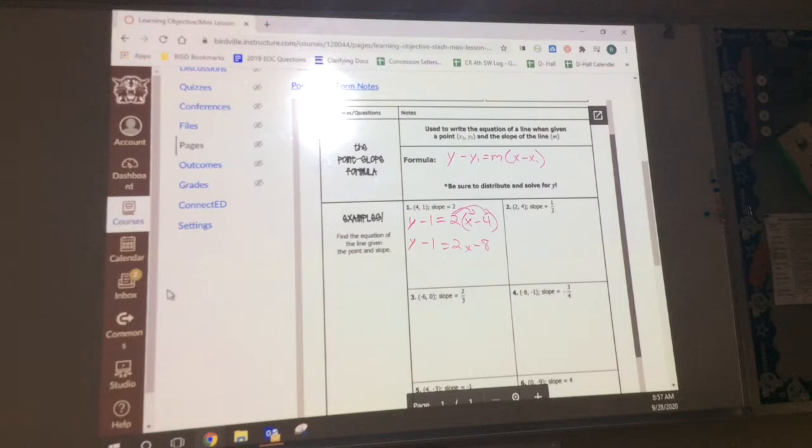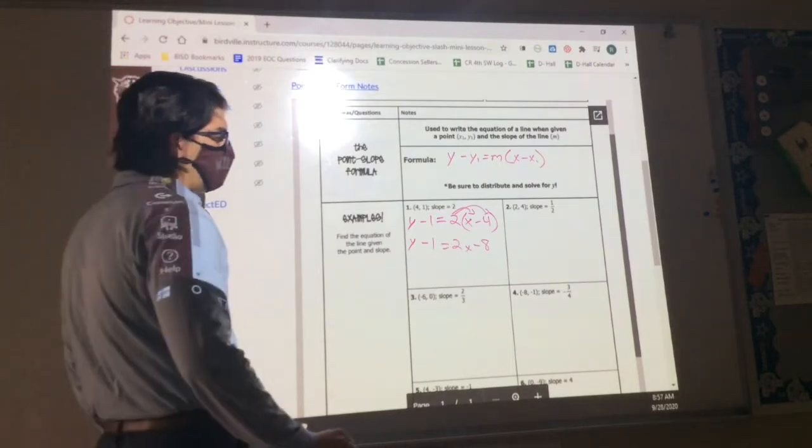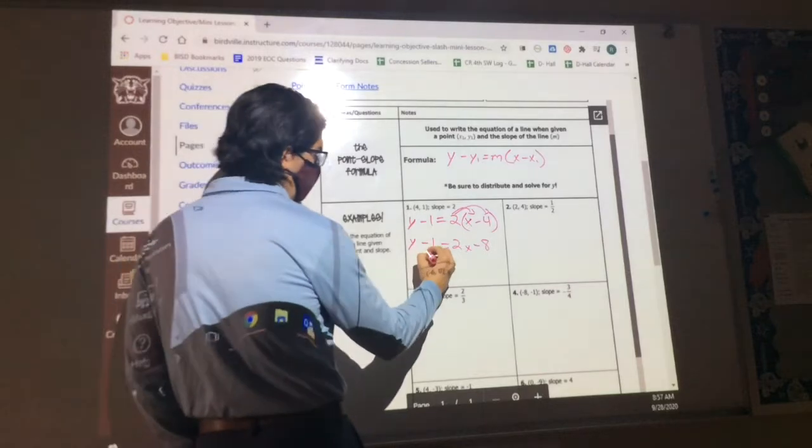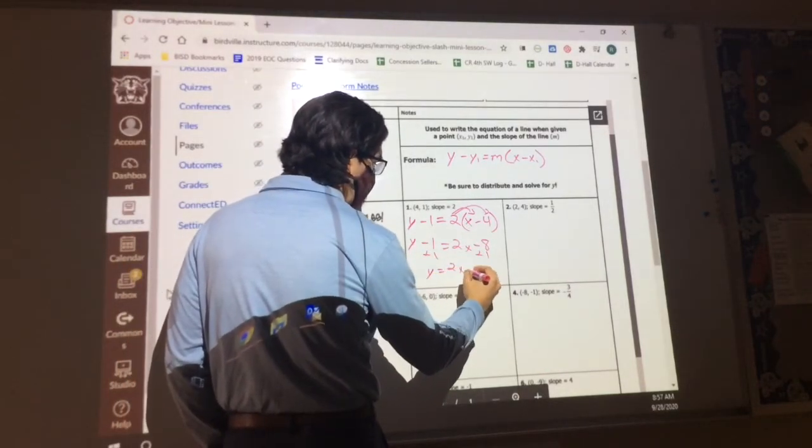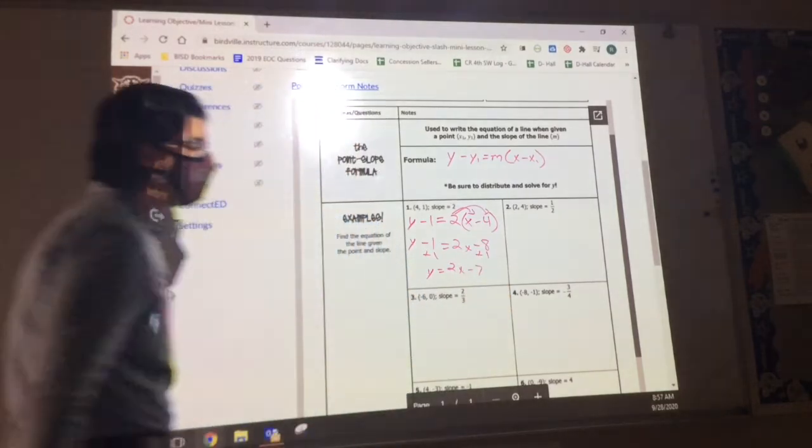Okay. Anybody want to take a guess at what I should do next? What should my following step be? Hayden, what do you think? Add the negative 1 to the other side. Yeah, great job. Y equals 2x minus 7.